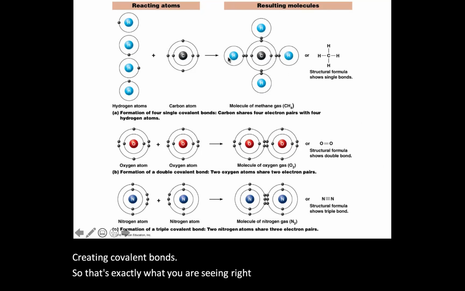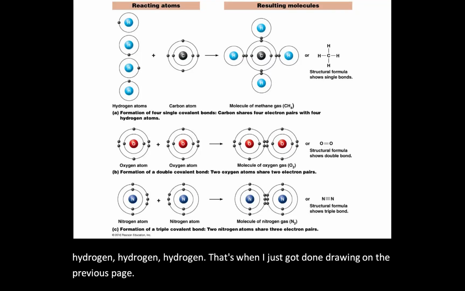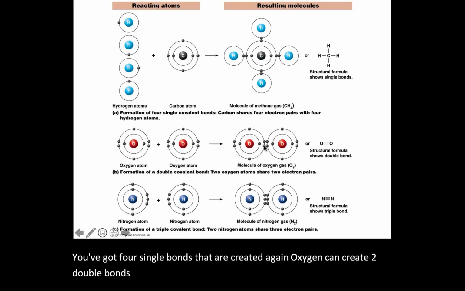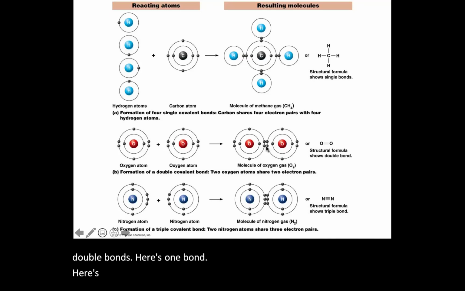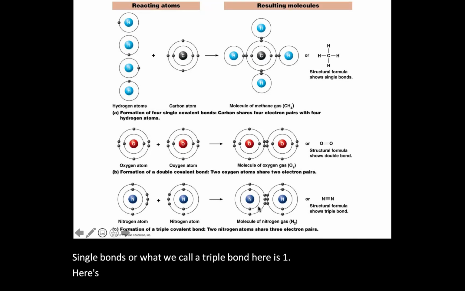All right, so that's exactly what you are seeing right here. Here's carbon, hydrogen, hydrogen, hydrogen, hydrogen. That's what I just got done drawing on the previous page. You've got 4 single bonds that are created. Again, oxygen can create 2 double bonds. Here's 1 bond. Here's the second bond. Nitrogen can do 3 single bonds, or what we call a triple bond. Here's 1, here's 2, and here's 3.